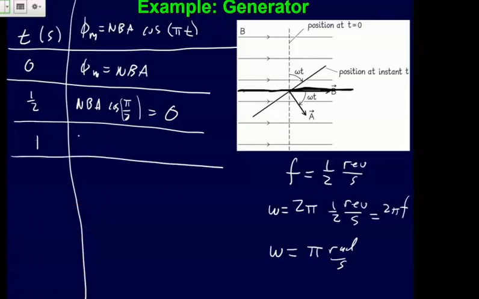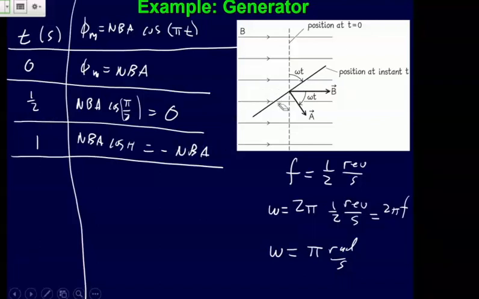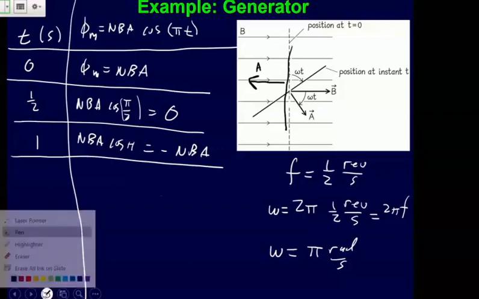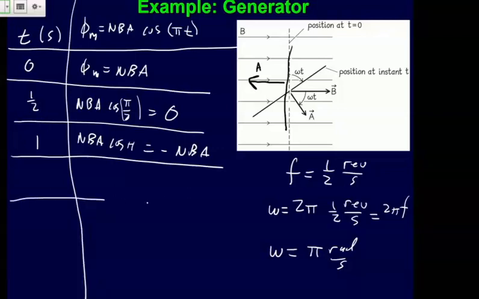So at 1 second, I would then have NBA cosine of pi, which gives me negative NBA. All right, so this thing now is switched all the way around, so it's flipped, and now it would be oriented this way here. Again, this thing is turning around. And so now our area vector would still be pointing this way. And so now the area vector and the magnetic field are opposite, and so that's why you get the negative sign. So what was before positive flux would now be negative flux.